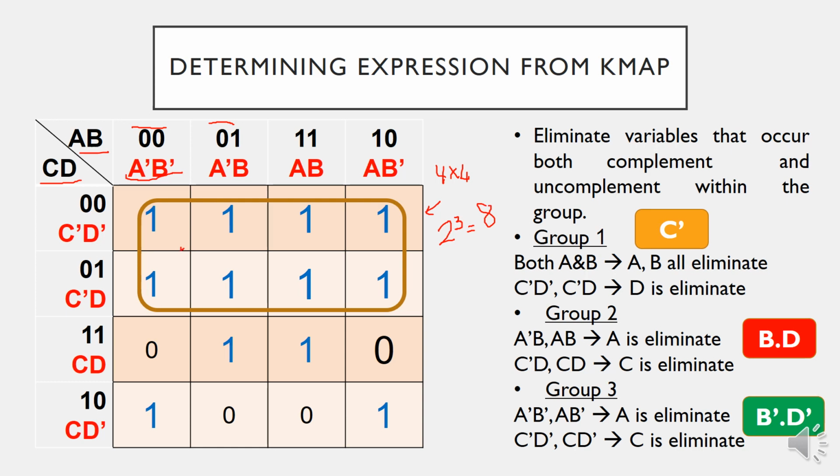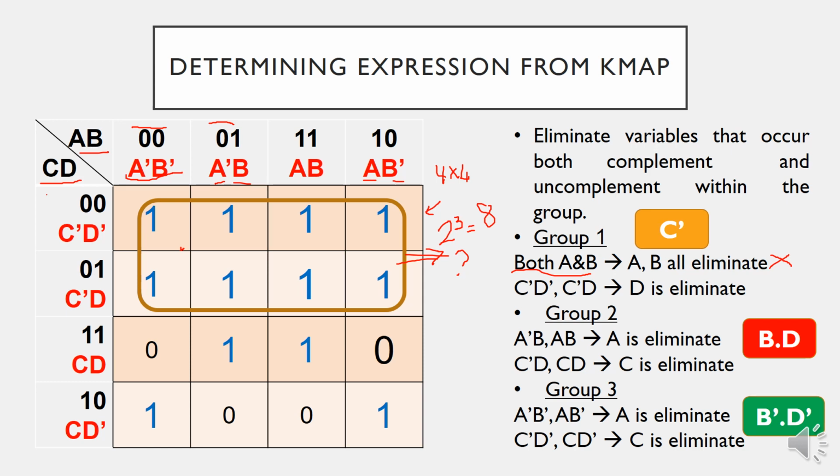So how do we write the expression for this group? If you look at the top for AB, both A and B are occurring in complement and uncomplemented versions. So in this equation, A and B both will be eliminated. They will not appear in the expression.